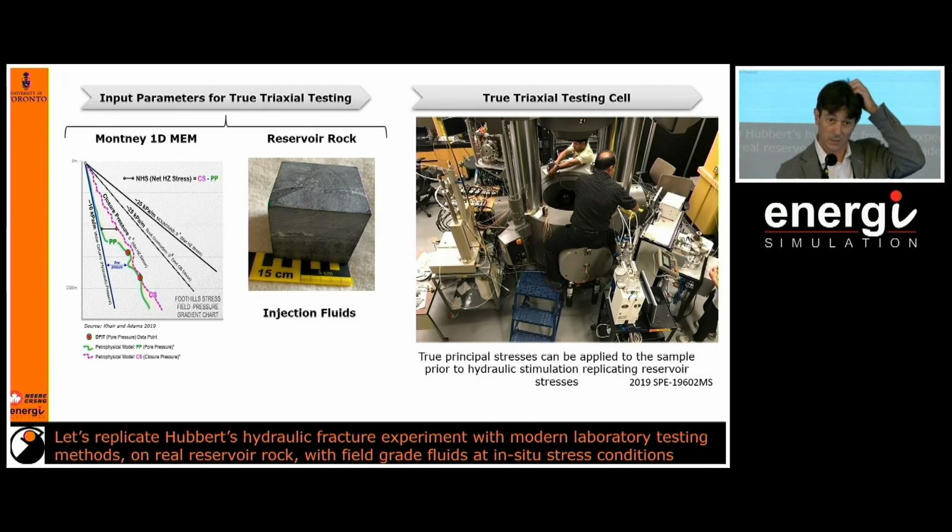To answer this question, we decided to replicate the experiments by Hubbert, but in a very different laboratory setting. We took advantage of a polyaxial machine. Polyaxial means that it allows us to test cubical samples, and in each direction we can apply the principal stress we think the rock will experience. We did that on cubes that were recovered both from reservoirs and outcrops of the Montney Formation.